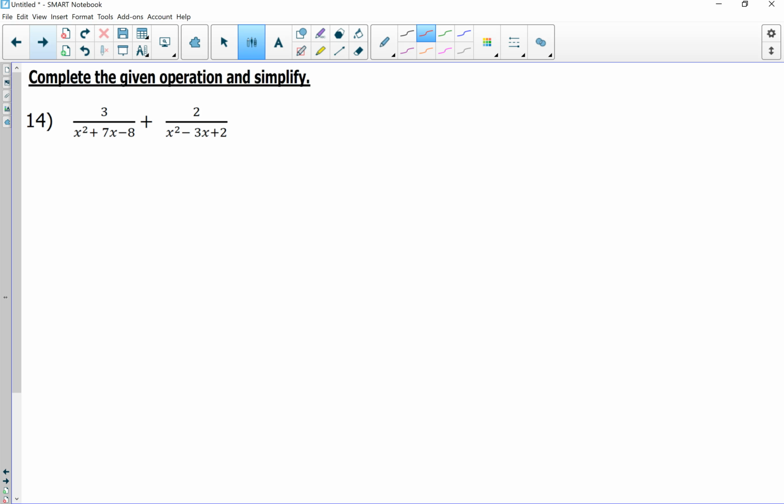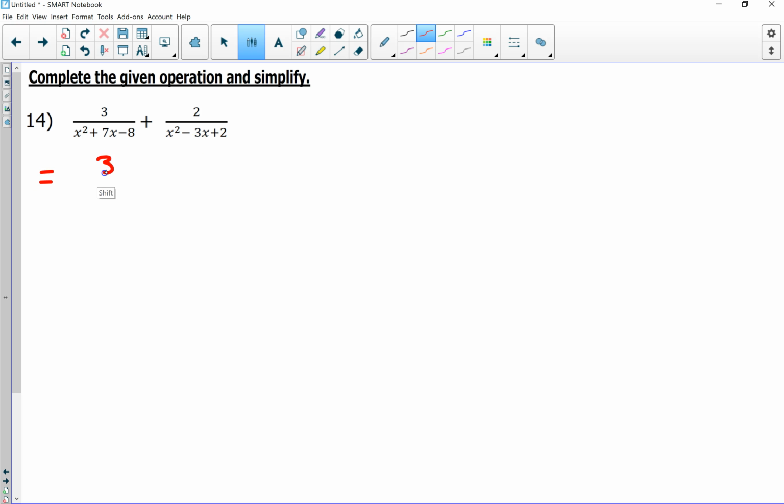Okay, 14, more rational expressions. I'm adding my rational expressions, so similar to the previous problem, 13, we need a common denominator before we can add or subtract fractions. And I definitely do not have a common denominator, right? Our denominators do not match. Well, how do I get a common denominator?